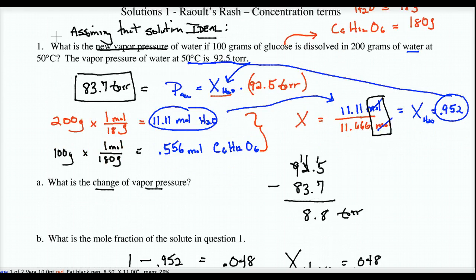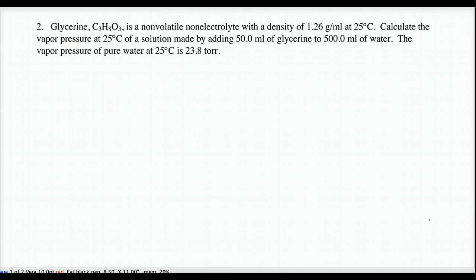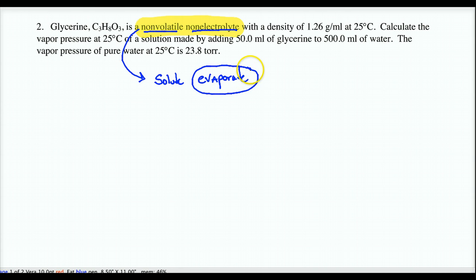Okay, so let's continue on with the fun. In number 2, we have glycerin, a non-volatile non-electrolyte. Now you say, Mr. Grodsky, what is this non-volatile non-electrolyte? Why are they saying this to me? Okay, well, they're saying it to you, as the bell rings in the background, because the non-volatile non-electrolyte tells you, number 1, that this solute does not evaporate. So if it doesn't evaporate, that means we know that solute is going to stay in the solvent. So it does not evaporate. Non-electrolyte means that it's not going to break apart into ions.